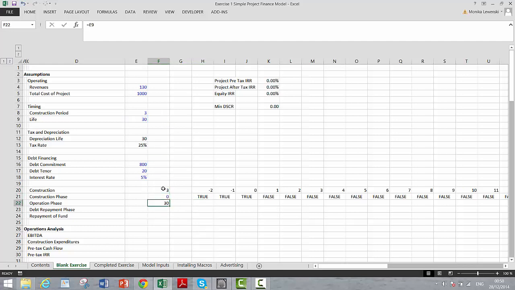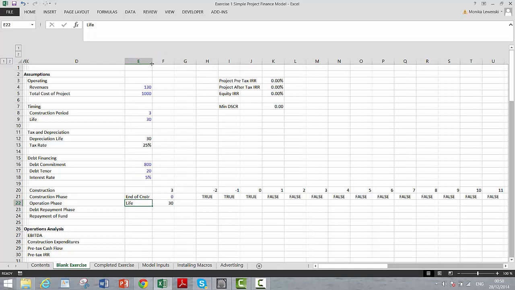Now these little columns, I could put life, I put end of construction something. These are intended to be little things that guide a lot of the calculations. So this time it's a little bit trickier.